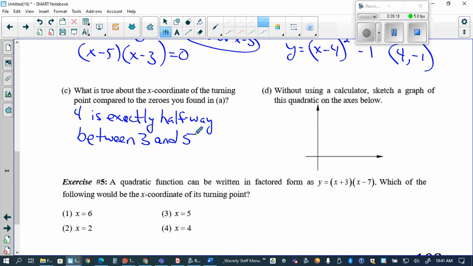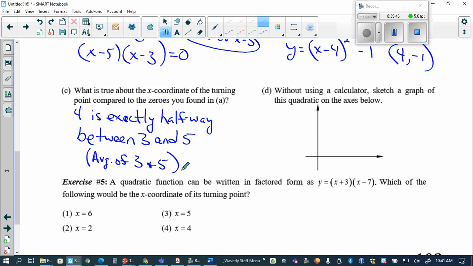Do you know how to take an average of 2 numbers? You add them up and divide by 2, right? So isn't that 4 the average of 3 and 5? What's 3 plus 5, divided by 2? 4. Okay.